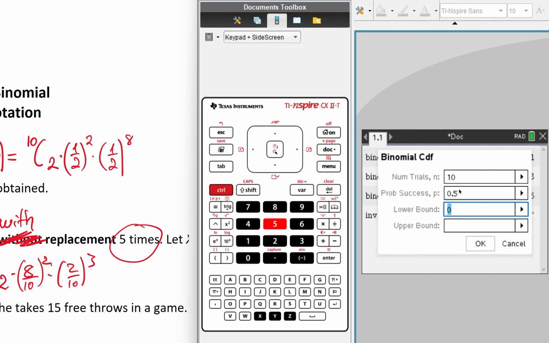The lower bound is going to be 0 because I want up to 2. I could have gone for more than 5. Does that make sense? More than 5 heads. So I could have put 5 as my lower boundary, and then as an upper boundary 10 heads. Does that make sense? Can you put infinite?